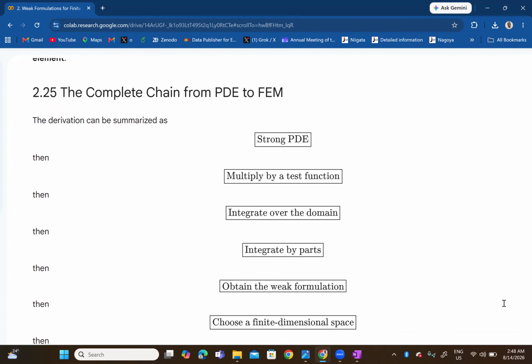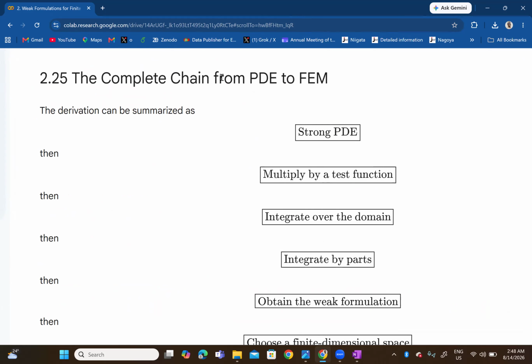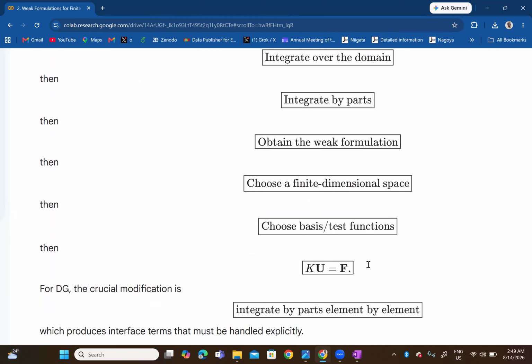So we can then have the complete chain from PDE to finite element method. The derivation can be summarized like this. We have the strong partial differential equation, or whatever differential equation you have. Then we multiply by a test function, say v of x. Then we integrate over the domain. Then we integrate by parts. Then we obtain the weak formulation, which now involves less strict derivatives than the strong form requires. Then we choose the finite dimensional space, like the one we chose the other time, or anyone you want to choose. Then you choose the basis or test functions, whatever you want the basis function to be. Then you have Ku equals F.